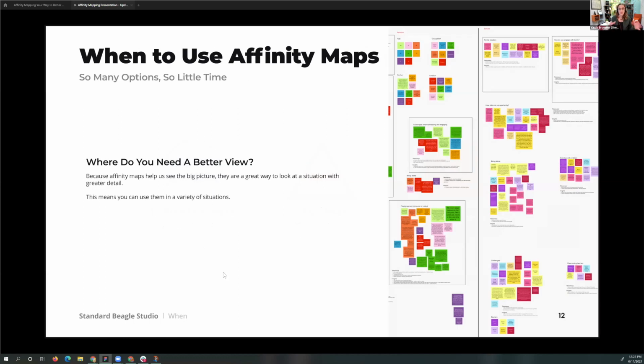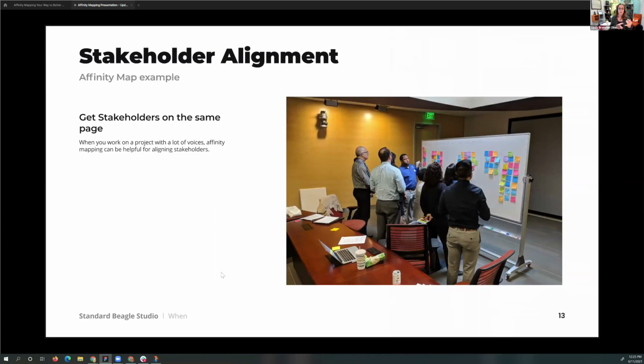So really, you can use affinity mapping for all kinds of things. You can see all these different scenarios where you can bring people together and get a whole bunch of ideas, and I just want to walk through the situations. First of all, stakeholder alignment. I love using affinity maps to bring people together, especially at the very beginning of a project, especially when you have a lot of different departments that are part of whatever project you're going to be working on, making sure that they all are part of that vision setting.